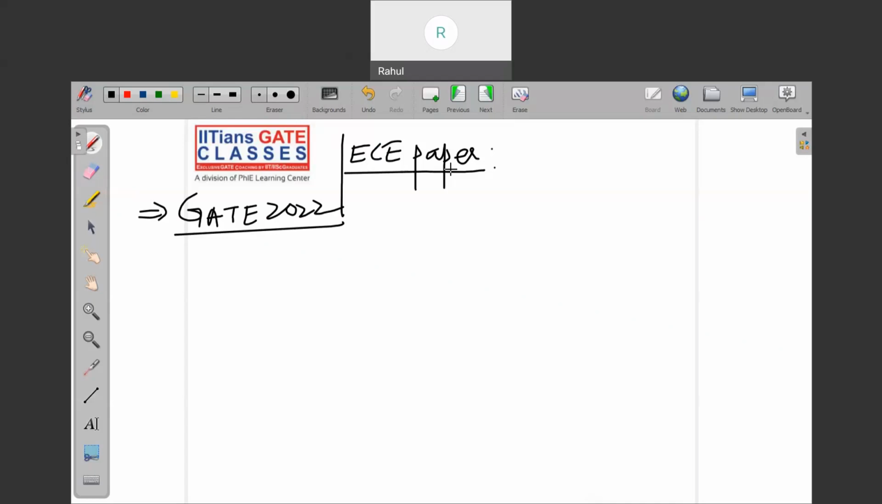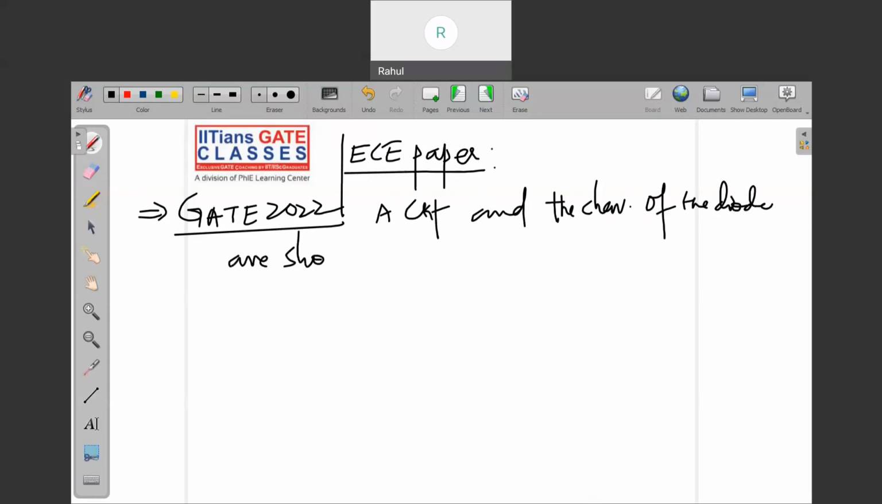A circuit and the characteristic of a diode are given, right? So the circuit is given and the IV characteristic is given.